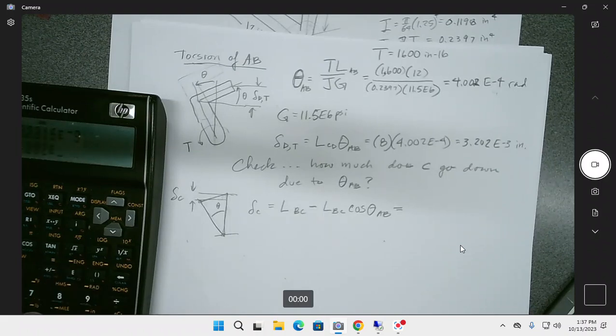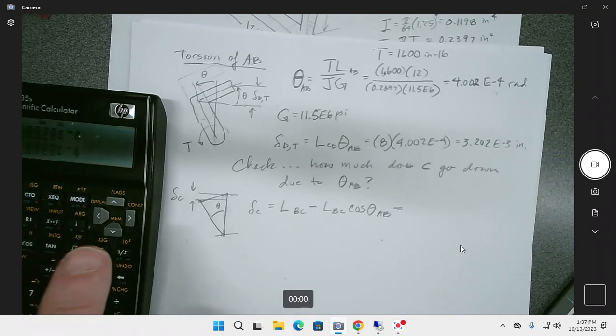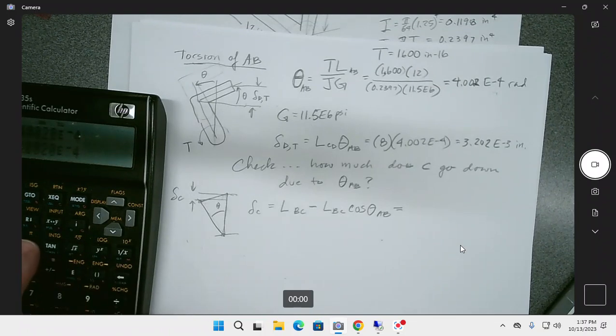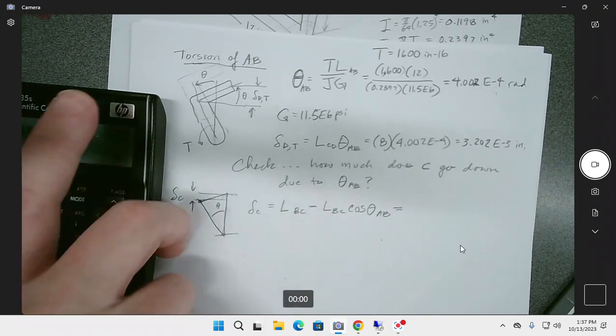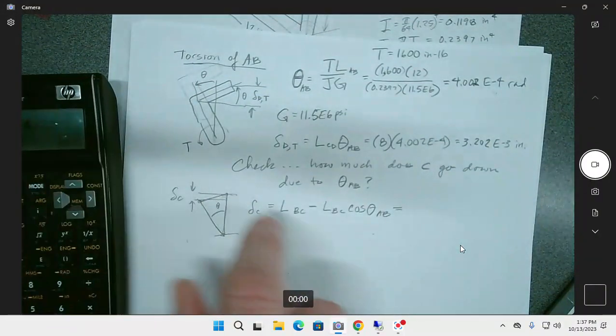4.002 E to the 4 minus, wait, I've got to turn that into an angle. We're going to have to shift into radians. I don't like doing radians, but I'll do it anyway. I'll hit enter and then go to mode and go to 2. I don't like going into radians because I keep forgetting all the time. So we go cosine, basically 1. It's so small, it's basically 1. Even up to 5 or 6 figures, it just turned into 1. So that's how small it is.